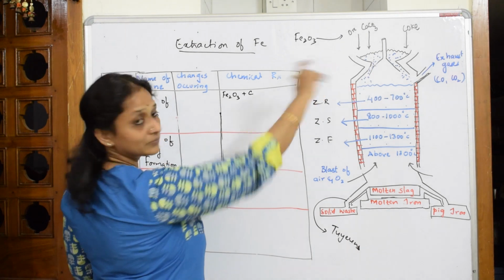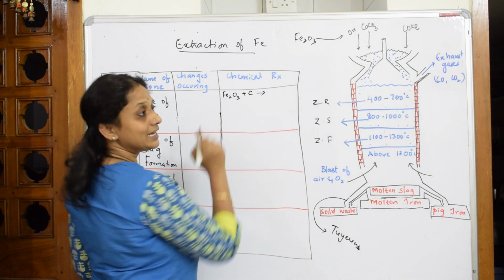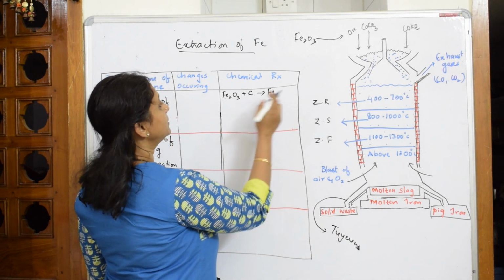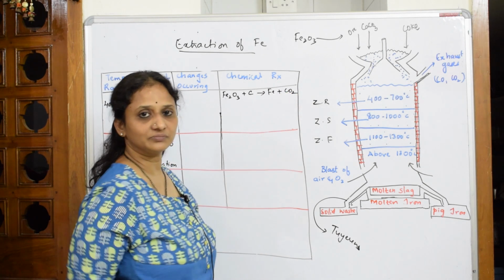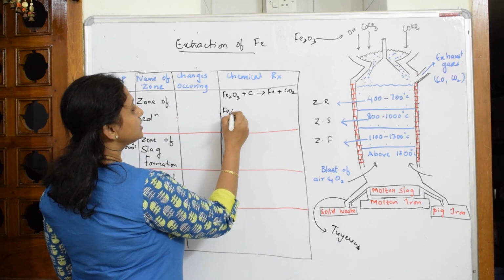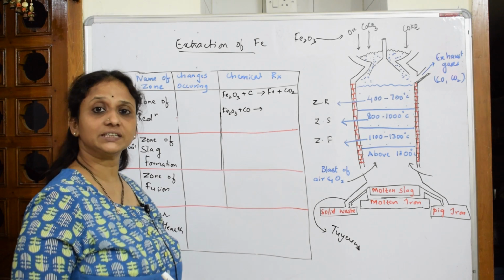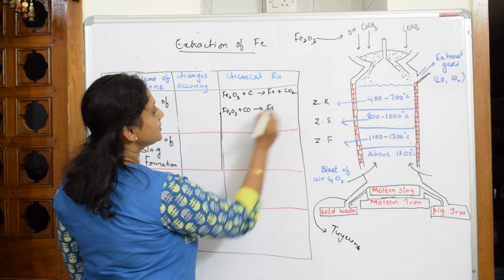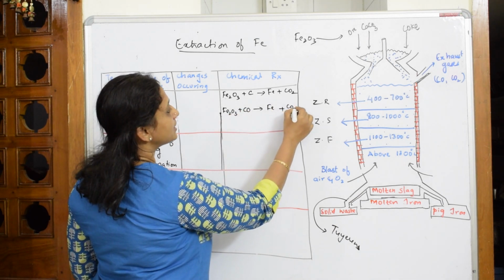That is what I said. Correct. So what happens? Your iron oxide gets reduced to iron and your carbon gets oxidized to carbon dioxide. Right, let us balance later. Next, your iron oxide is also reduced with one more reducing agent, that is carbon monoxide. So the same story: iron oxide gets reduced to iron, carbon monoxide gets oxidized to carbon dioxide.